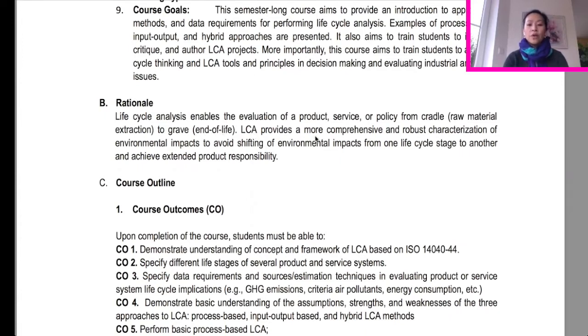LCA provides a more comprehensive and robust characterization of environmental impacts to avoid shifting of environmental impacts from one life cycle stage to another and to achieve extended product responsibility. In some instances, when we try to improve a product or a process, we unintentionally actually shift the problem or the environmental impact from one life cycle stage to another.